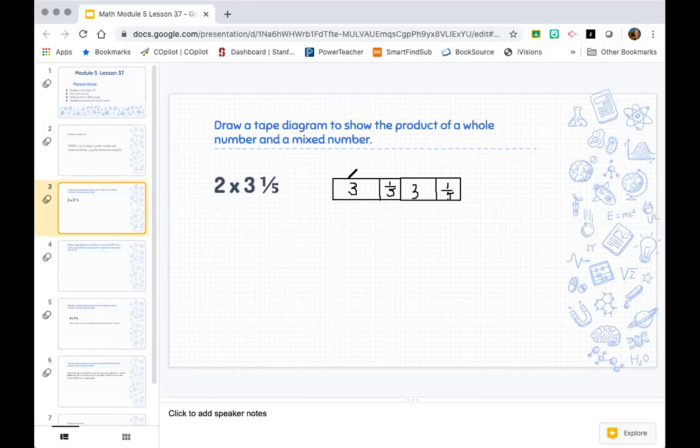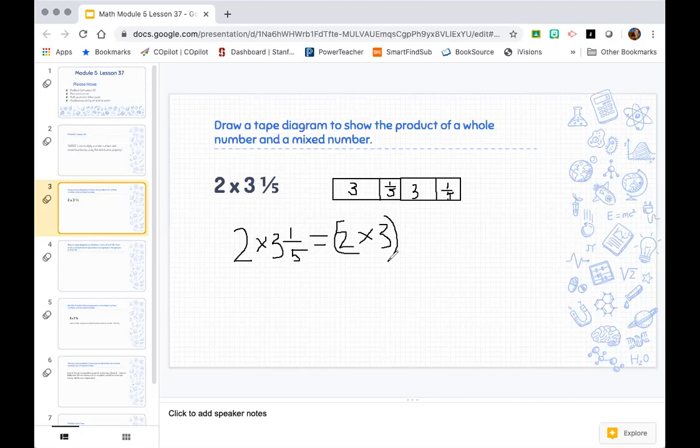And what's our final answer? Well, we know that we can add these 2. We know what 3 plus 3 is, right? Or 2 times 3, it's 6. So how you write this is, I'm going to rewrite the problem. 2 times 3 and 1/5 equals, well, first what we're going to do is 2 times 3, which are our whole numbers, and you're going to put that in parentheses.